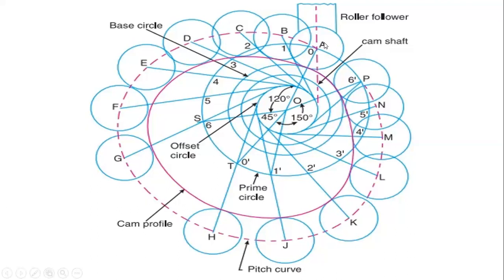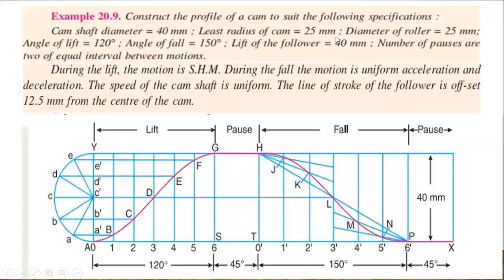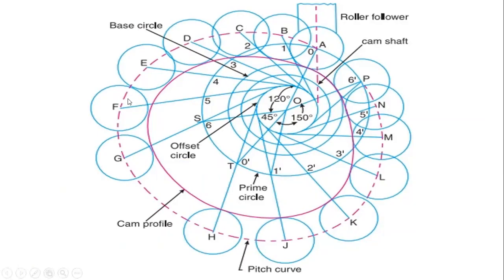So you have to draw a roller, that is a circle, for each point. For each divided point, you have to take that. They have given the roller diameter as 25 mm. So in each and every point you have to draw the circle except in the dwell periods of the outstroke and the return stroke.